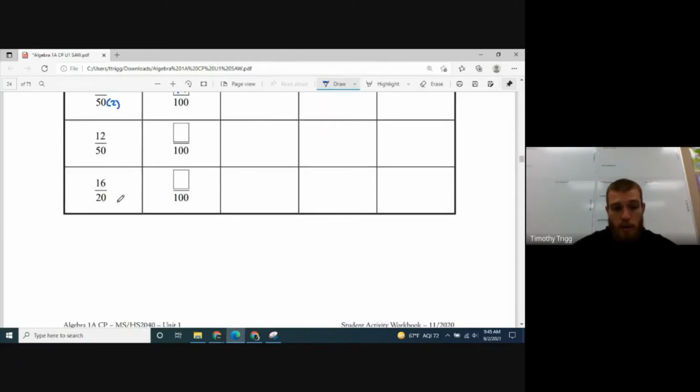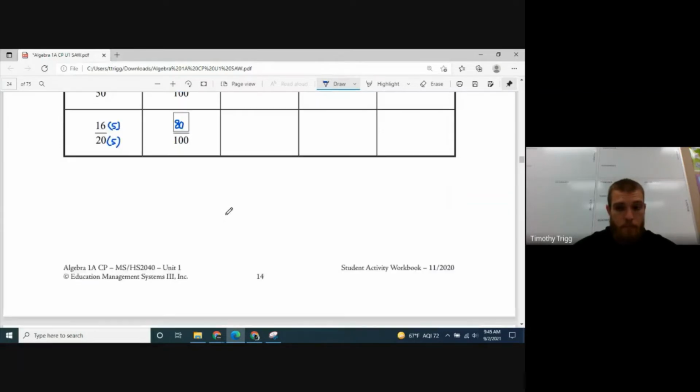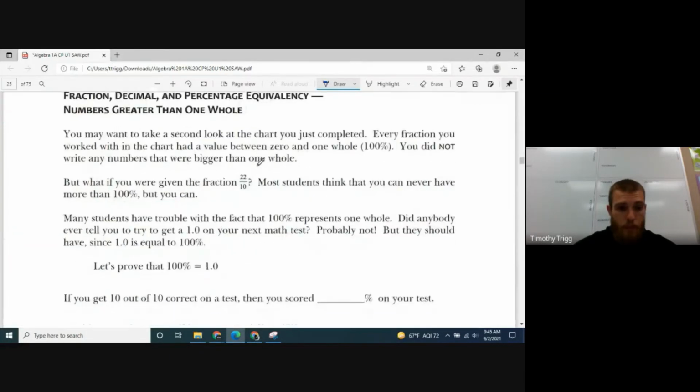20 times what gives me 100? 20 times 5 gives you 100. So you'd multiply the numerator also by 5, getting us 80 out of 100. See if you can finish it from there.